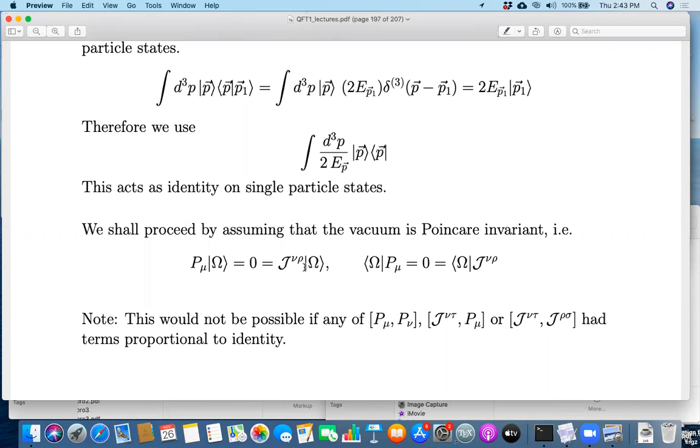And again, let me emphasize that this assumption wouldn't have been possible if any of these commutators had terms proportional to the identity on the right hand side. Because then it would be inconsistent to assume that this annihilates the vacuum.